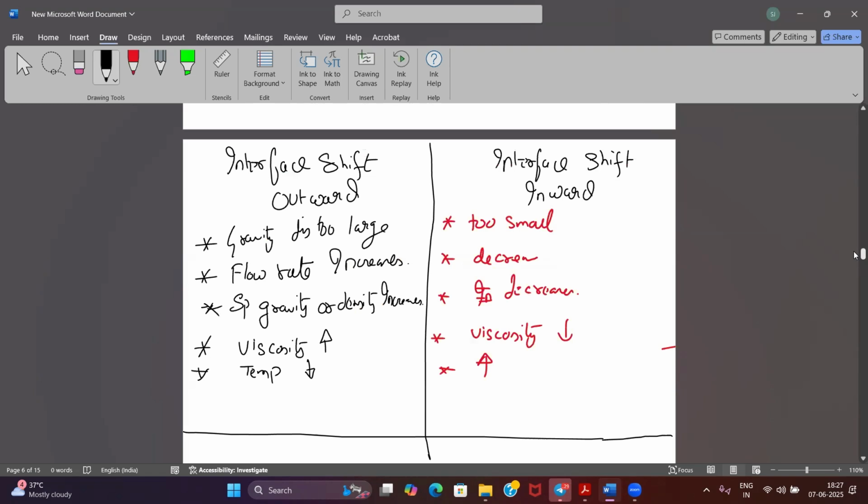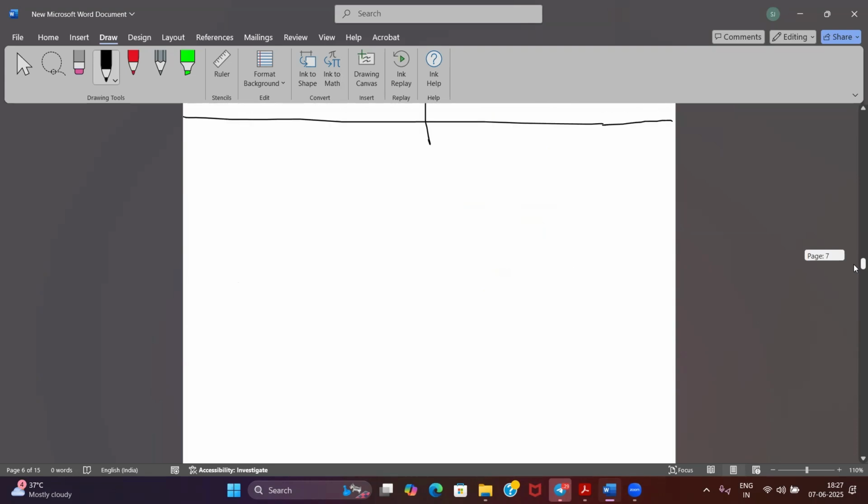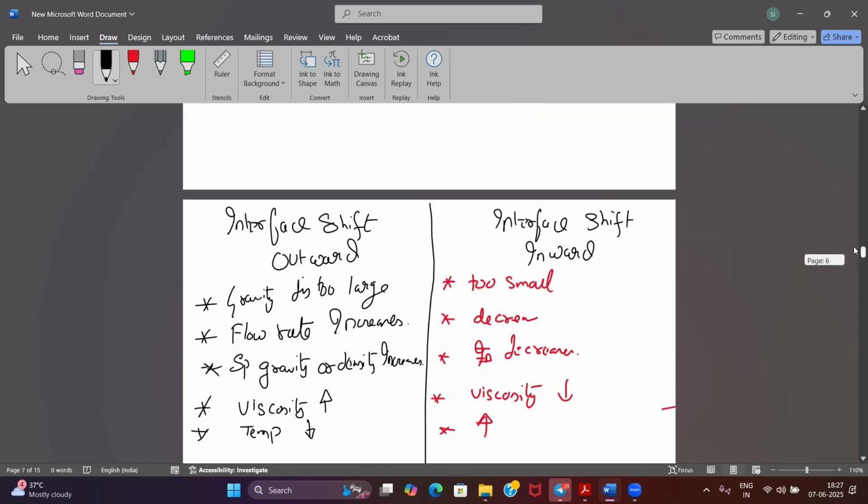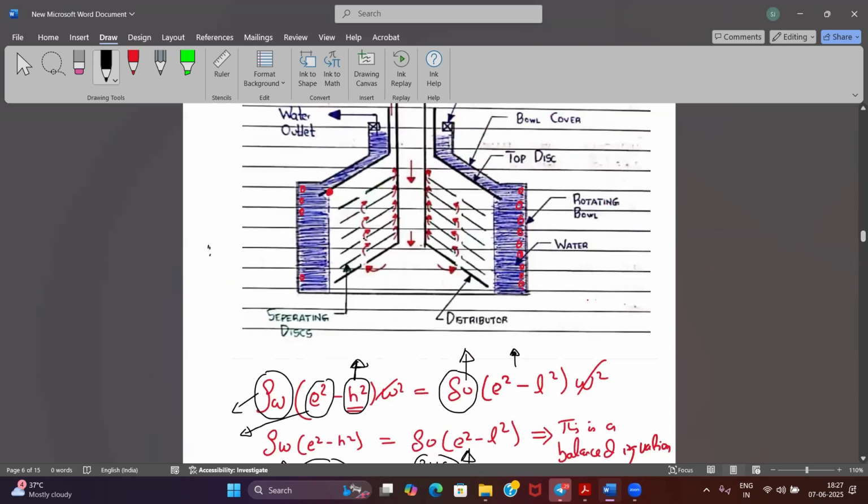Okay, I'll just move forward. Tell me once about temperature. What temperature? Temperature will decrease, viscosity will increase. Viscosity will increase, then the separation will be very poor. The water content is not going over here. Agreed? So what will happen?